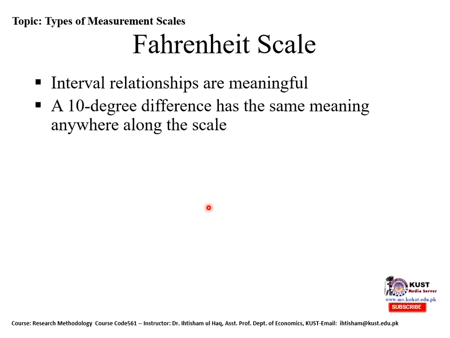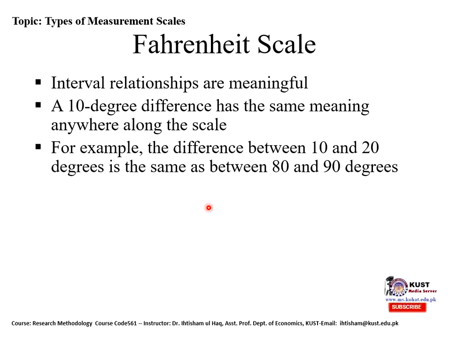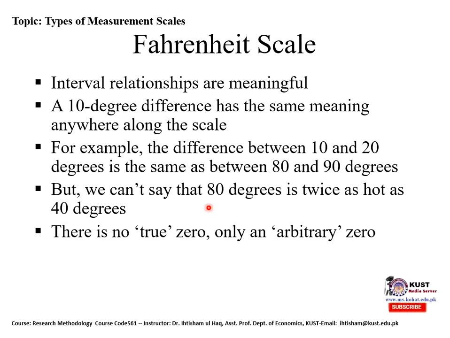A 10-degree difference has the same meaning anywhere along the scale. So the difference between 10 and 20 degrees is the same as the difference between 80 and 90 degrees. The difference has the same meaning anywhere along the scale, but we cannot say that 80 degrees is twice as hot as 40 degrees. And there is no true zero, only an arbitrary zero.